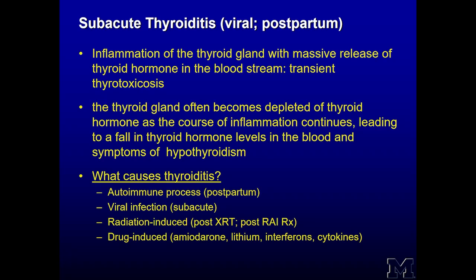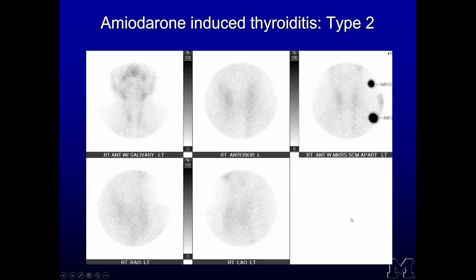What causes thyroiditis? Usually it's an autoimmune process, such as in postpartum thyroiditis, and in patients with a background of Hashimoto thyroiditis. Could be also a viral infection, like in subacute thyroiditis. Can be radiation-induced thyroiditis in patients who underwent external beam radiation therapy to the head and neck, or in patients with treatment with radioactive iodine. And also drug-induced thyroiditis, such as amiodarone, lithium, interferons, or cytokine treatment.